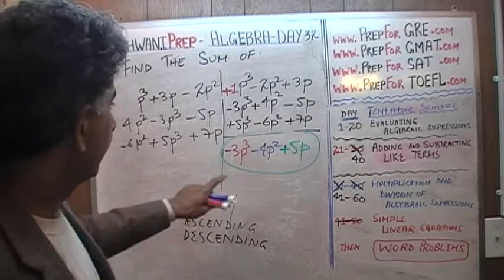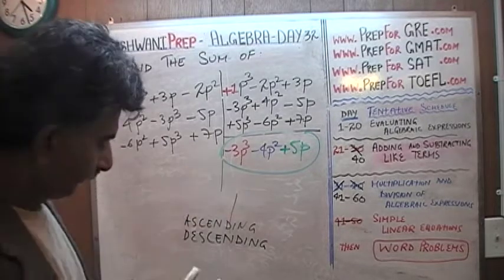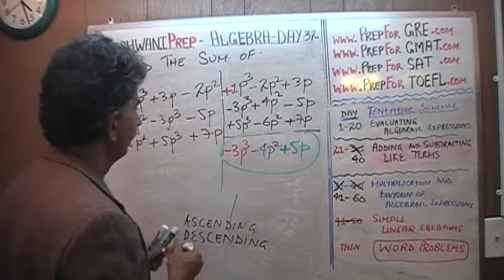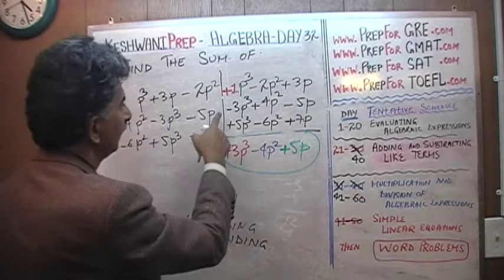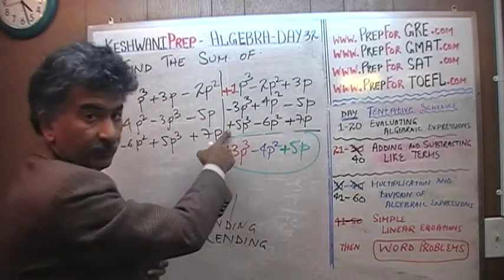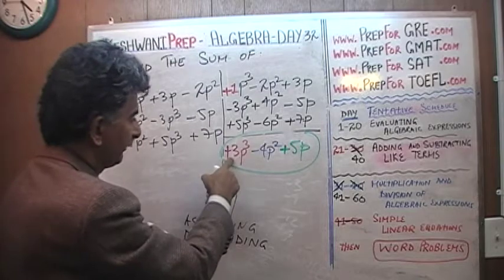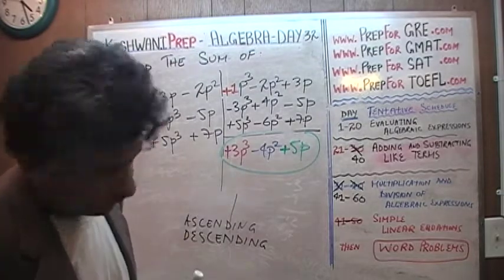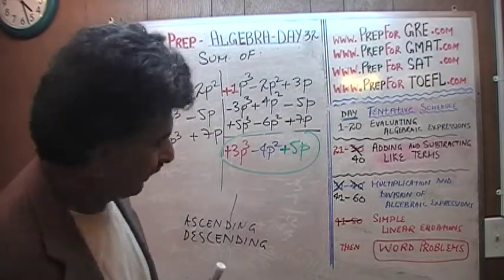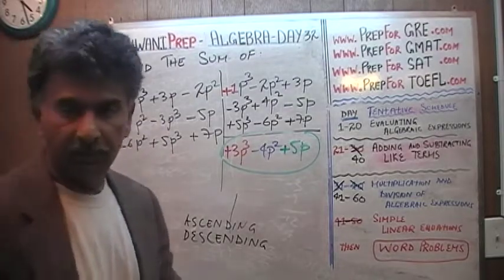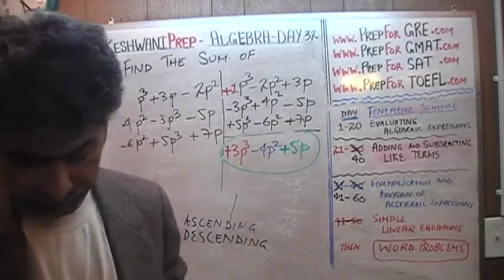Why do I have a negative here and not in my notes? This is wrong. This is not negative. This is positive 3. Positive 1 and a positive 5 is a positive 6. Positive 6 and a negative 3 is positive 3. Positive 3p cubed, negative 4p squared, and positive 5p. Now the answer matches with what I have in my notes.